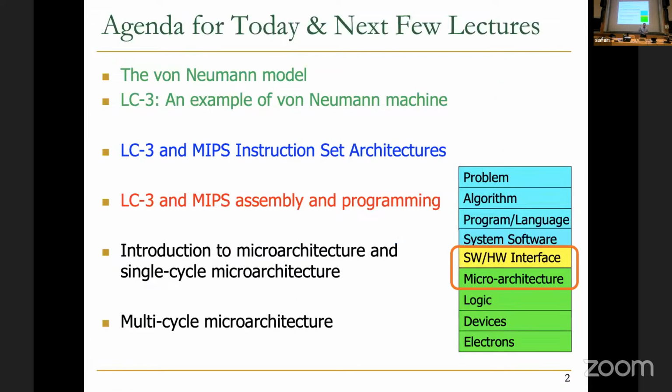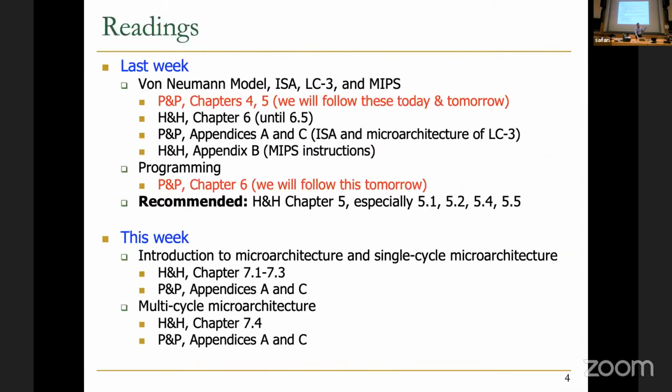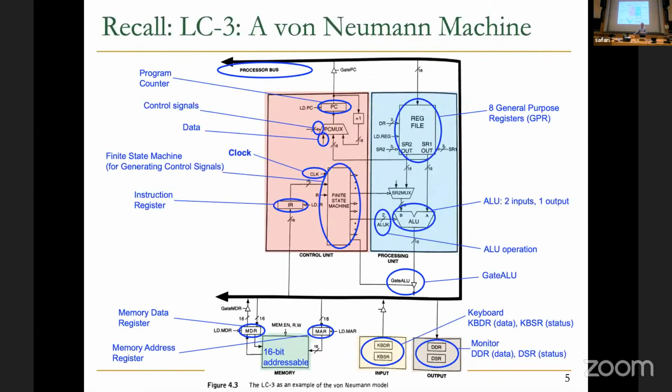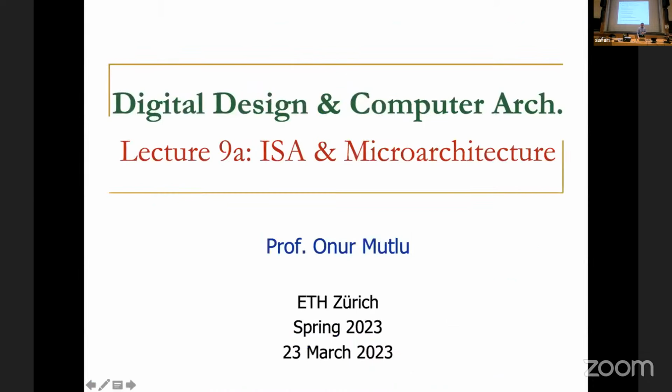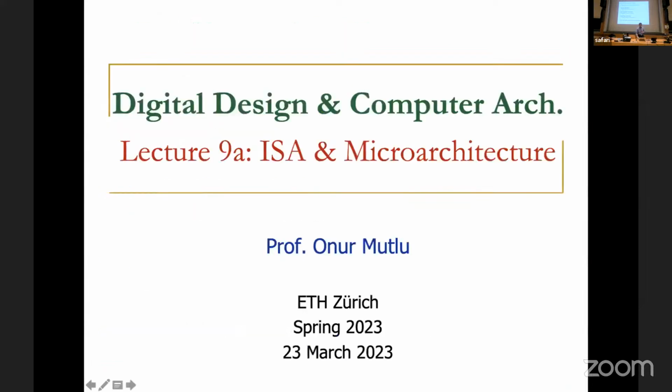So this is where we are. We're talking about instruction set architecture, the hardware-software interface, and also how it's implemented underneath, which is microarchitecture. We're going to see that distinction even more today. And these are readings, you've been exposed to this, and hopefully by now, you're very, very familiar with what's going on in this simple microarchitecture, LC3. We're going to see more of that also. And remember that we were discussing 3 major types of instructions: operate instructions, data movement instructions, and control flow instructions. And we actually went to a lot of detail in operate instructions. Today, we're going to cover more data movement and control flow instructions.